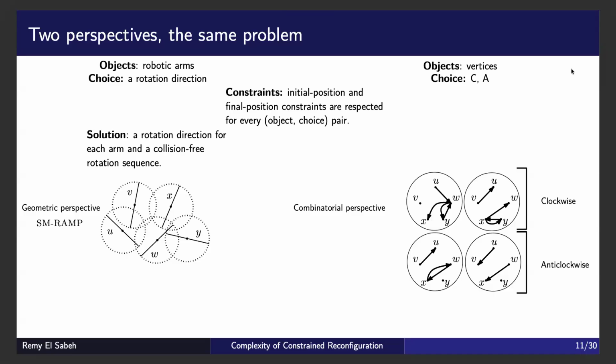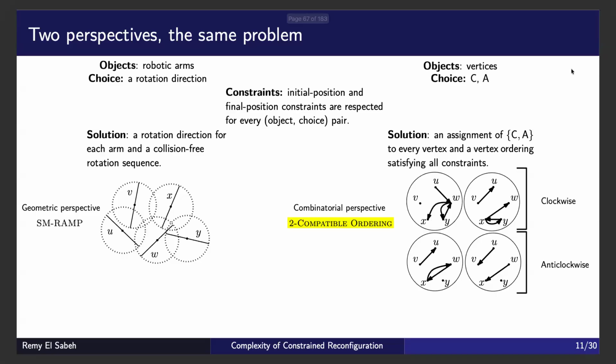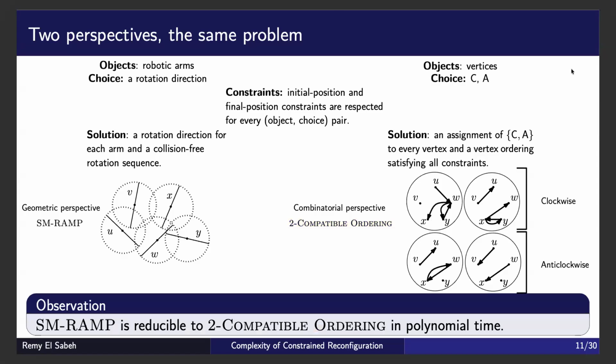On the left, the solution would be a sequence of rotations that makes everything vertical without causing collisions. On the right, it's an assignment of C or A to each of the vertices, and then an ordering that makes it possible to satisfy all the constraints. So this form that's on the right, we call two compatible ordering. The two is in reference to the number of choices we have, which are C and A. And it shouldn't be too hard to see that we have a reduction from SMRAM to compatible ordering. It was kind of sketched in some way on the slide.